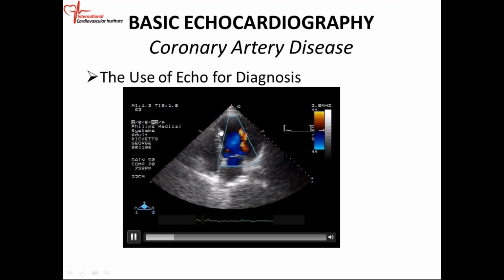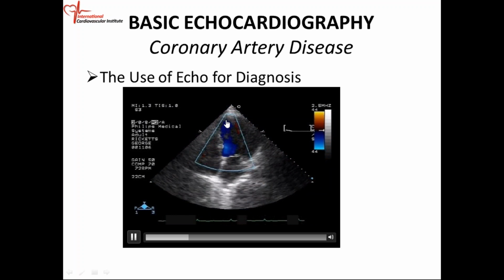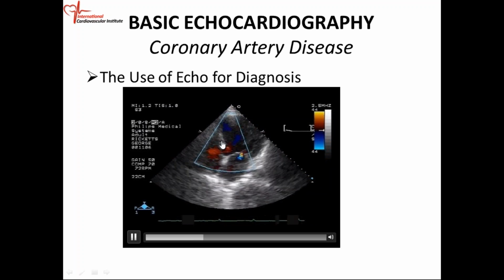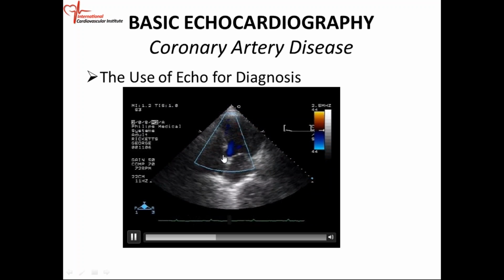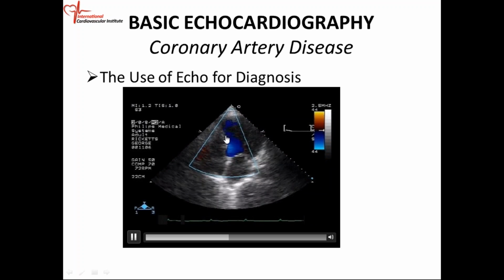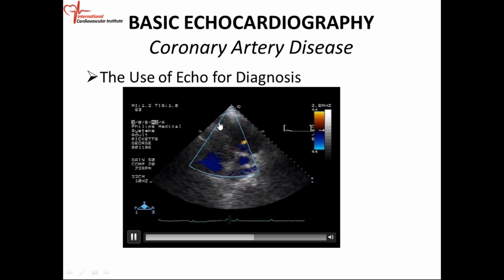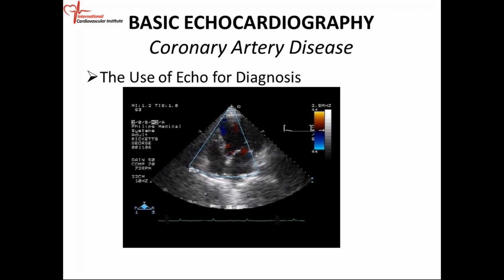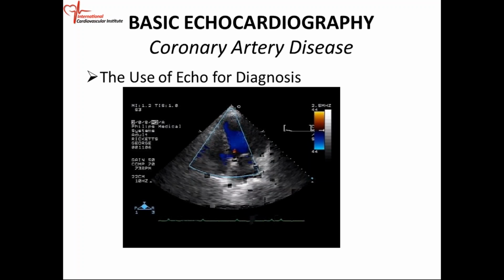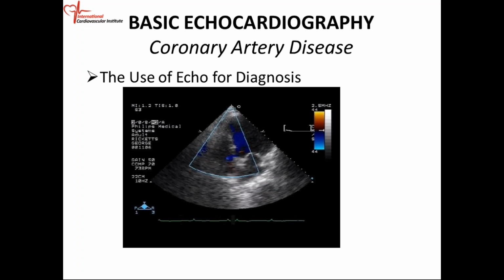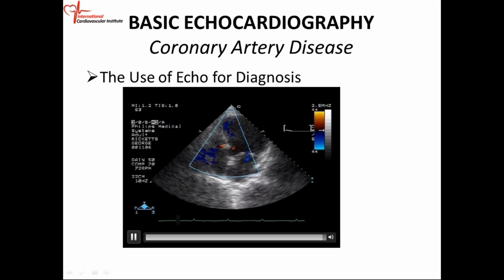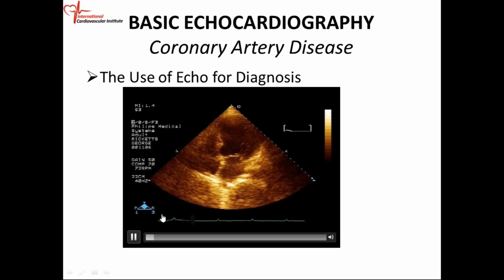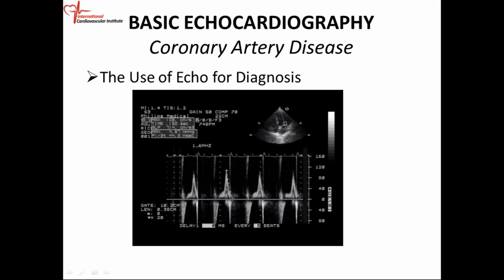So if you look at this, the whole apex looks akinetic. The basal and mid septum is somewhat hypokinetic. The lateral wall is somewhat hypokinetic. So overall ejection fraction is probably 30%. So you have to look at the different segments, however, and determine if that segment is hypokinetic or akinetic.